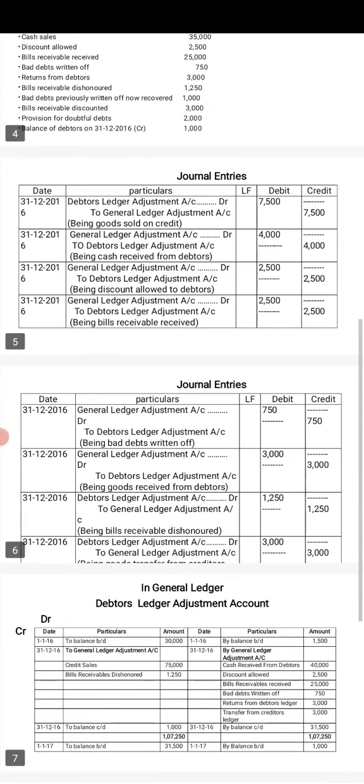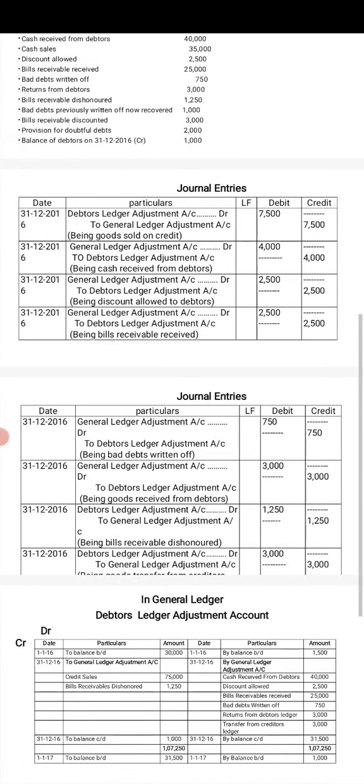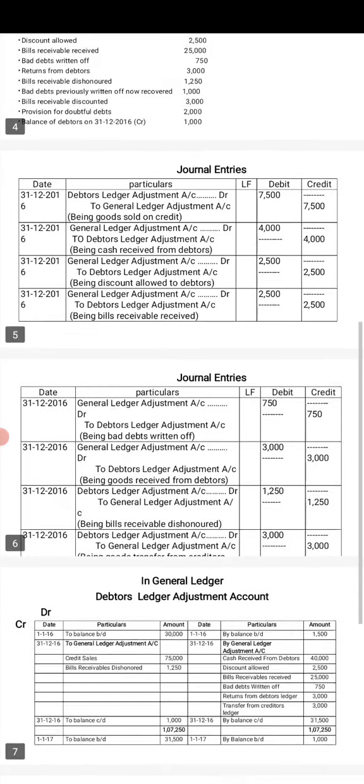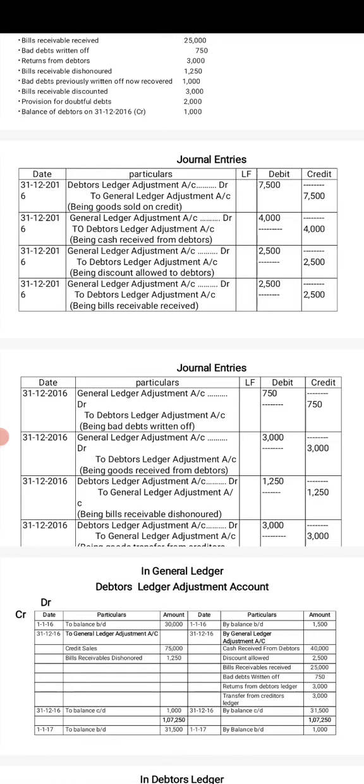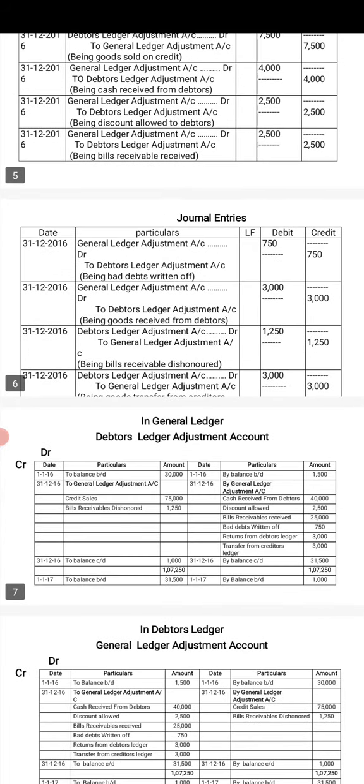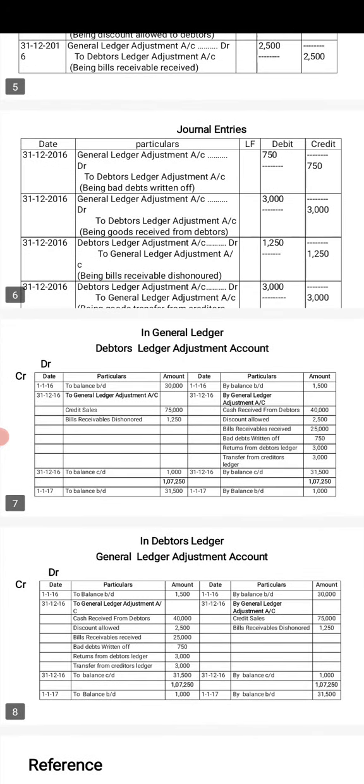Finally, you have to see the balance of debtors as on 31st December, debit side to balance brought down 1,000. Here the debit side is more than the credit side, so the debit side total is 1,07,500. The balancing figure will be 31,500: to balance brought down 31,500, by balance brought down 1,000. This is the debtors ledger adjustment account.